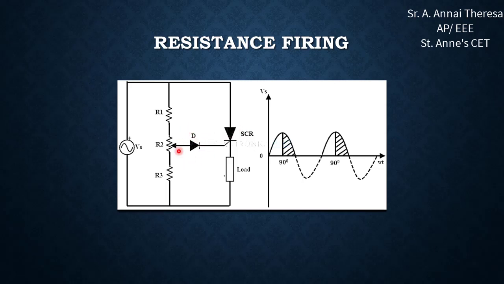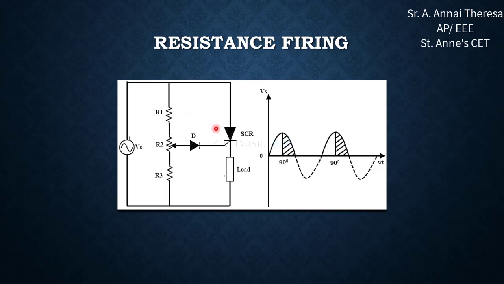What is the function of this diode? The purpose of this diode is to protect the gate drive circuit from the reverse gate voltage during the negative half cycle of the input supply. Also this resistance R1 is used to limit the current flowing through the gate terminal. How is it limiting? It will limit the current in such a way that the gate current should not exceed its maximum value. For that, this resistance R1 is used.